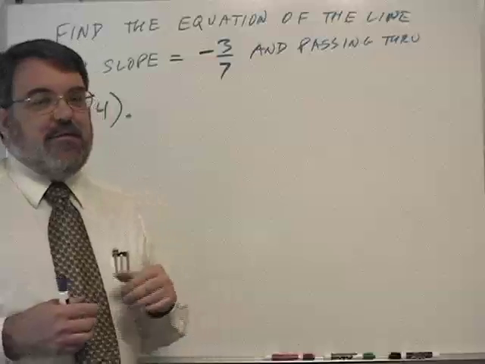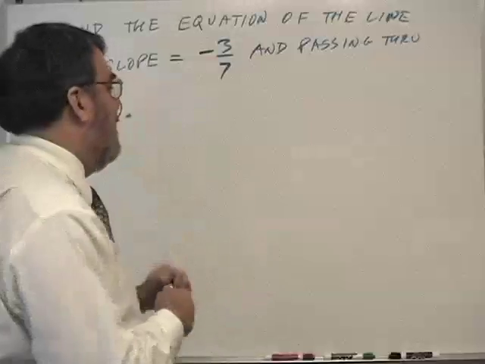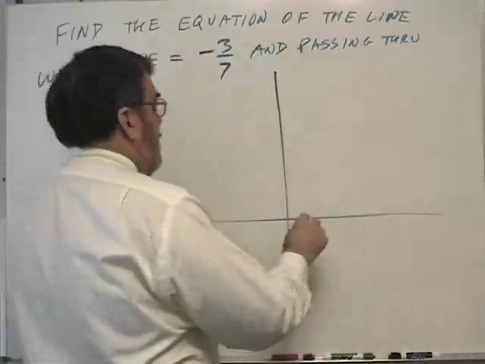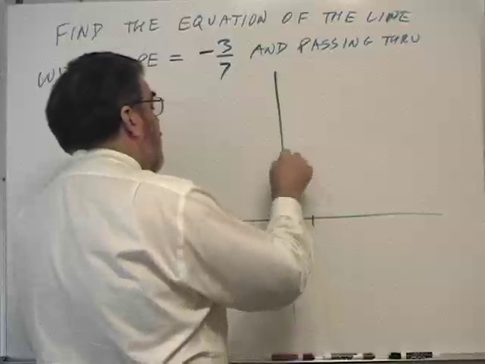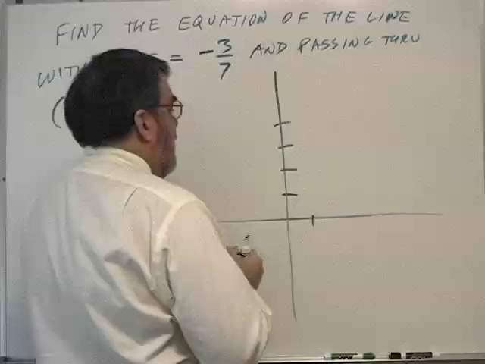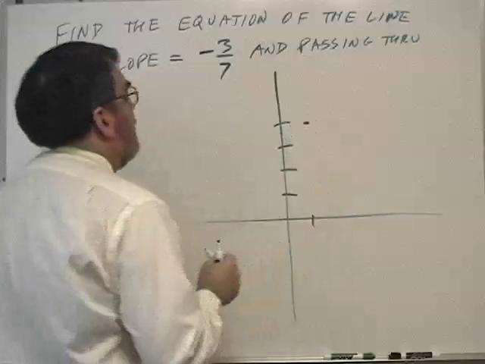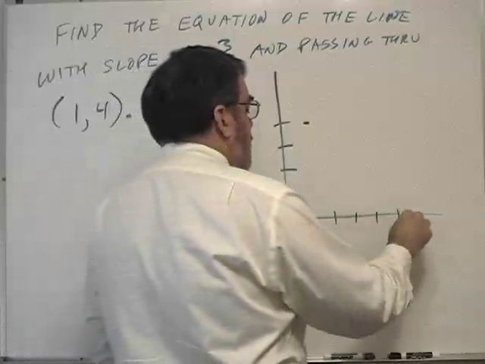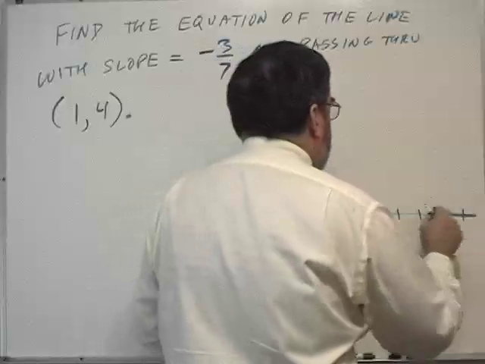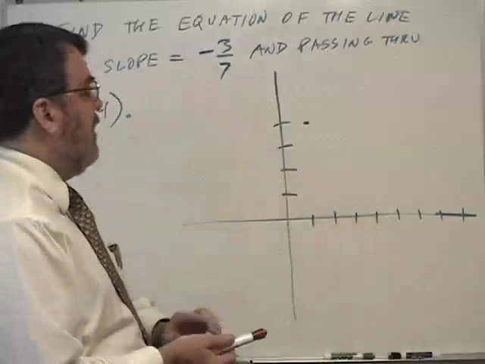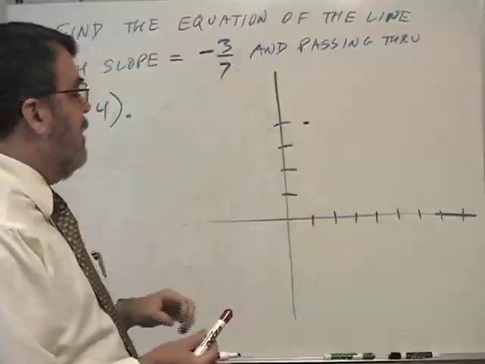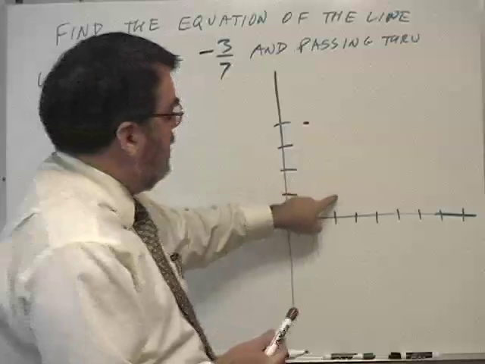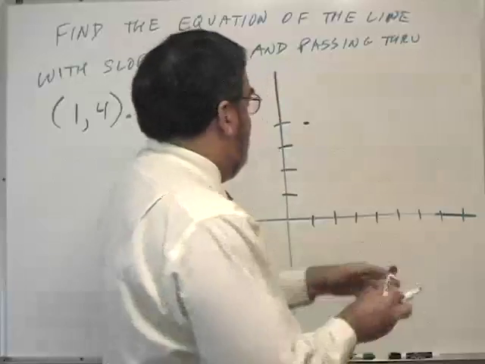I'm going to draw the sketch of this because I want you to see what is going on. And so here's my grid, and the point (1, 4) is about up here, and a slope of -3/7 takes me way over to here, because to jump from this point to the next one by using the slope, I would have to go down 3 units and go to the right 7 units. 1, 2, 3, 4, 5, 6, 7. So it puts me way over here.